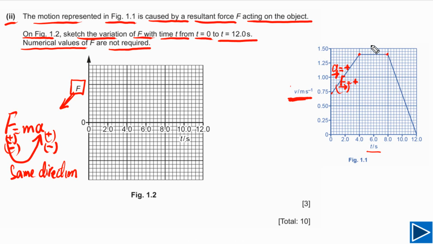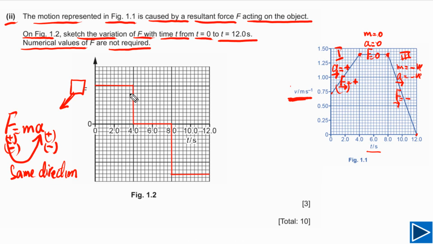If we look at the second part, in this case we can simply find out that acceleration is zero because the gradient of this line is zero. So we can also say that resultant force is zero between time t is equal to 4 seconds and t is equal to 8 seconds. Then if we look at t is equal to 8 seconds to t is equal to 12 seconds, we can simply find out that gradient of this line is negative, so acceleration is also negative. But the gradient of this line is constant, so acceleration is constant, so force is also negative and force is constant.